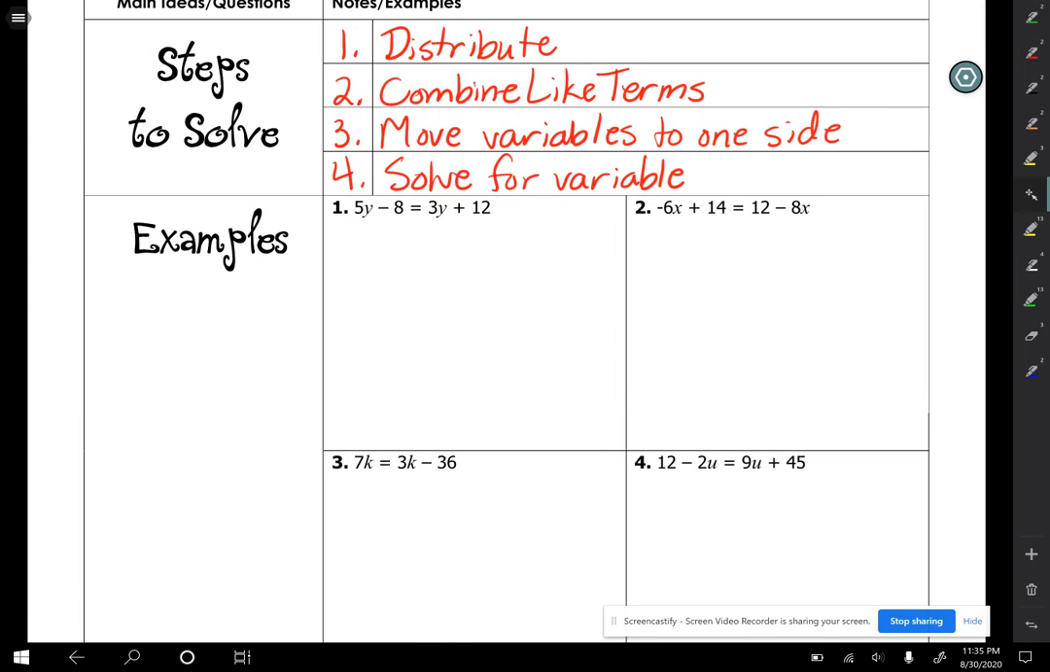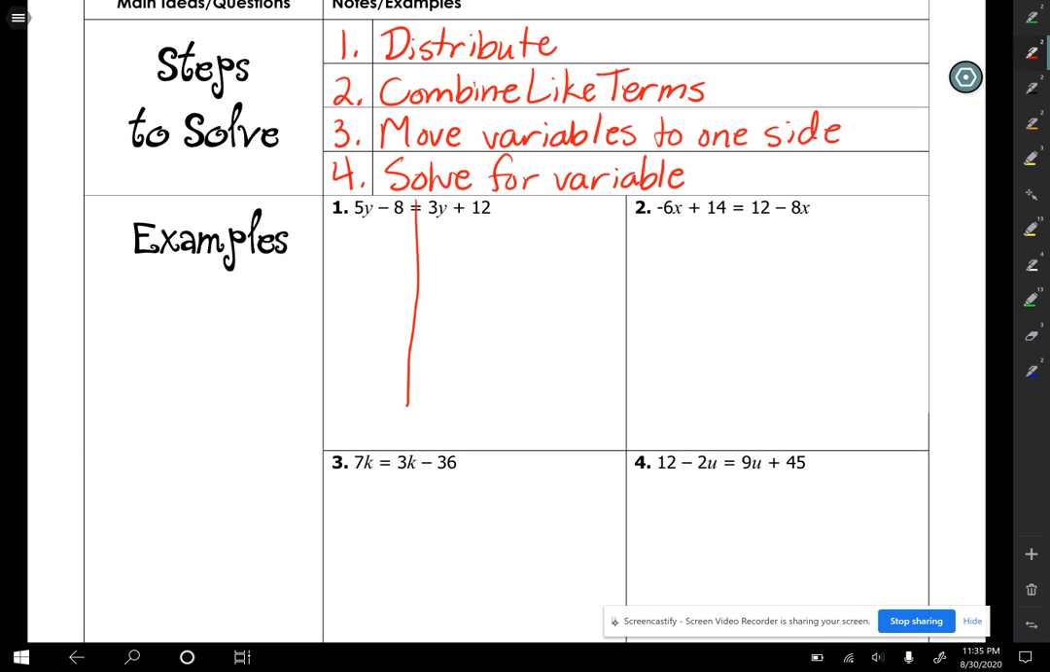Okay. So in number 1, we have 5y minus 8 equals 3y plus 12. All right, there's no distribution, no combining like terms, but we need to move. Notice that we have y's on the left and y's on the right. We need to move them to one side. It's habit for me to always move this to this side, but you don't always have to do that. It's just me personally. I like to do the same thing every time.